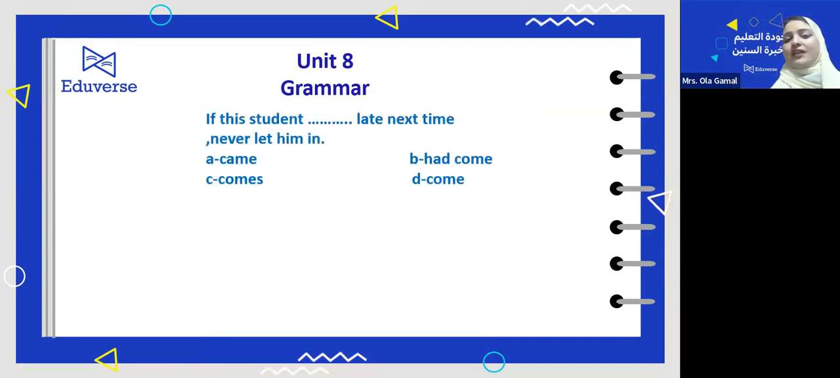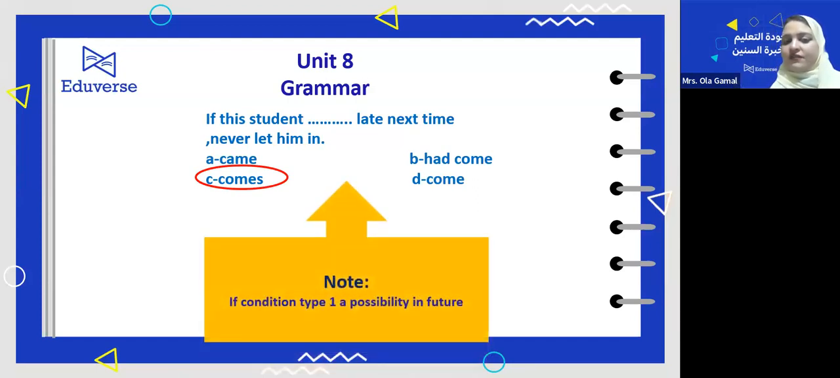If this student comes late next time, never let him in. So here I'm threatening somebody. I'm threatening somebody. So if the student comes late next time, never let him in. So this is if type one. Yes, excellent. Possibility in the future.